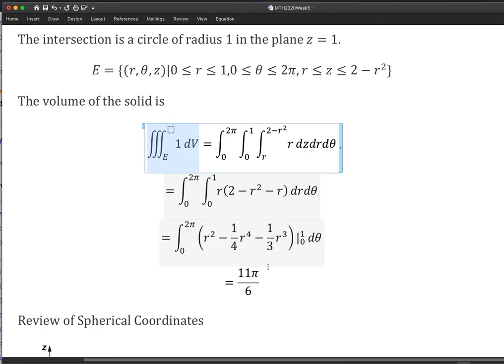Hopefully, you can help me double check the number. For now, I think it looks fine to me. And if you see anything not right, just let me know.